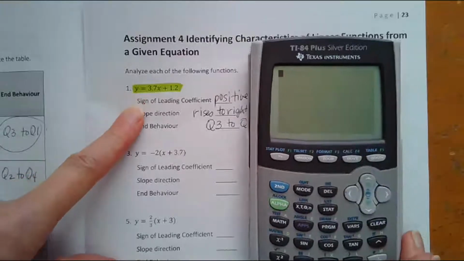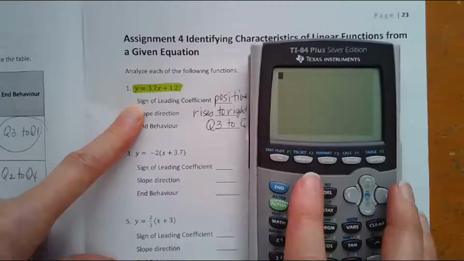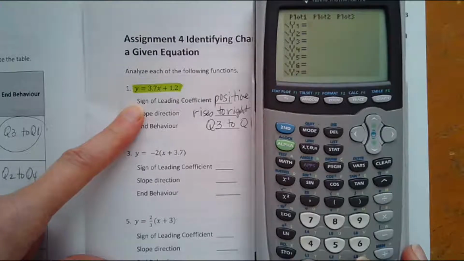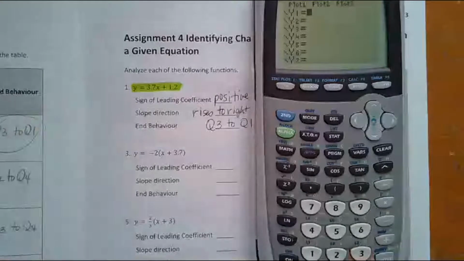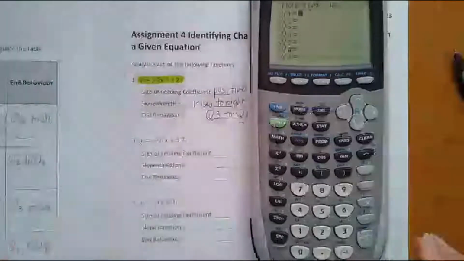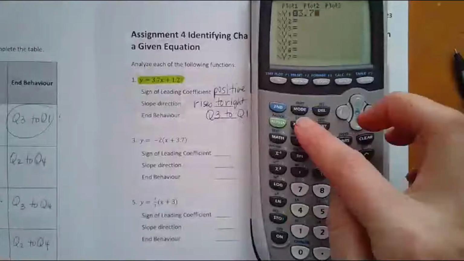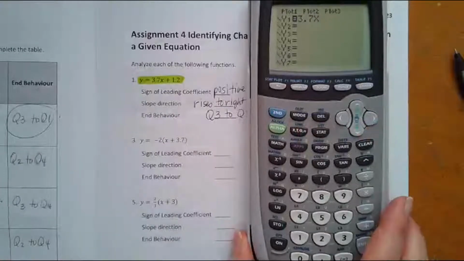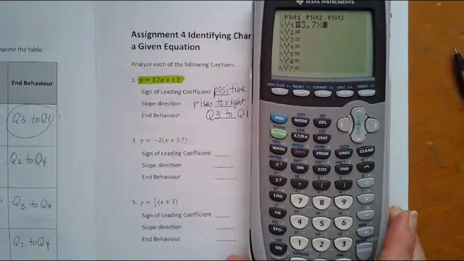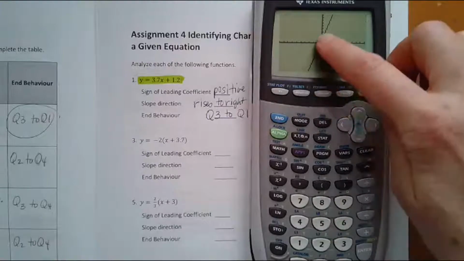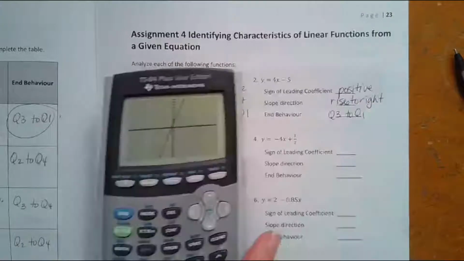So I go to my y equals, I type in 3.7, so I'm just going to move this up a bit. I'm going to move my camera up so you can see all my keystrokes. 3.7, this is where the x is, right beside stat, x, plus 1.2. When I press graph, I should see the line clear. The graph is exactly what I thought, right? Rising to the right. So you could do that with all of these.